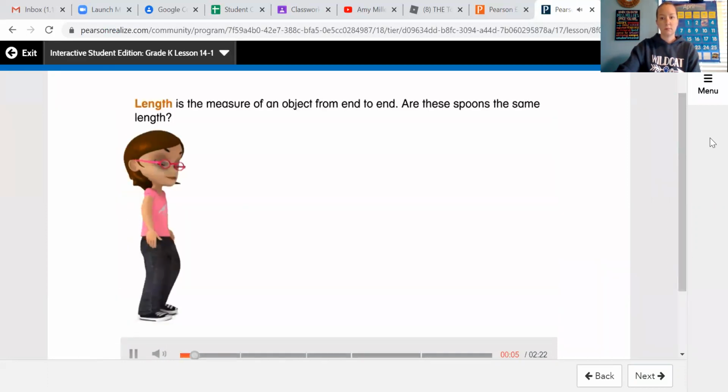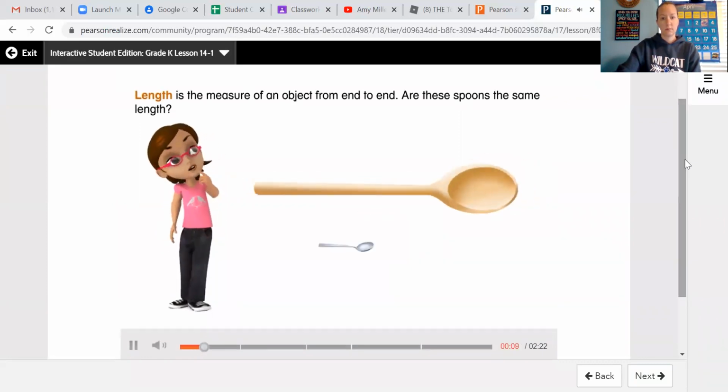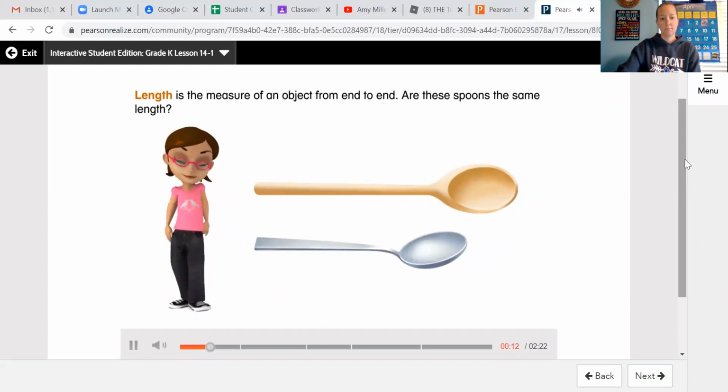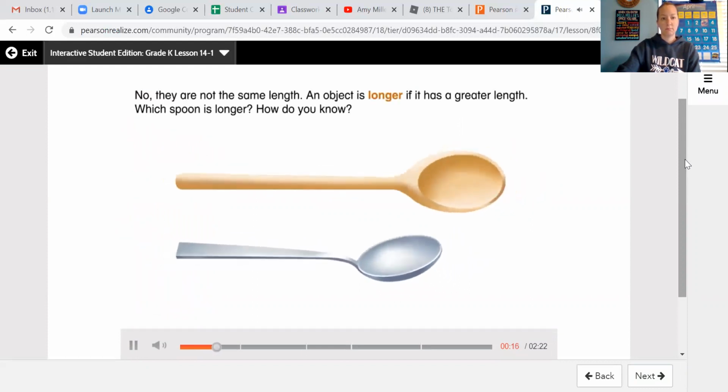Length is the measure of an object from end to end. Are these spoons the same length? No, they are not the same length. An object is longer if it has greater length. Which spoon is longer? How do you know?